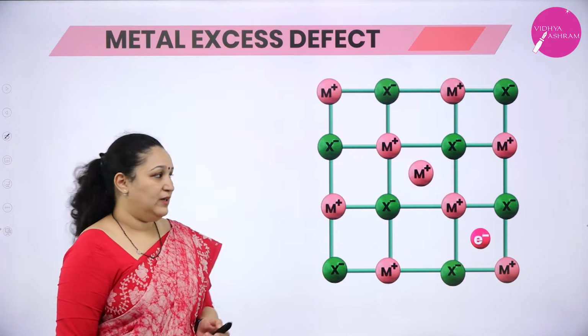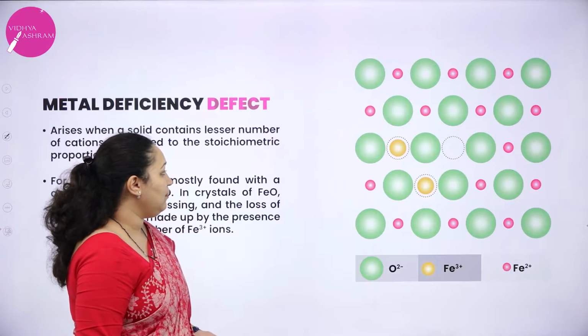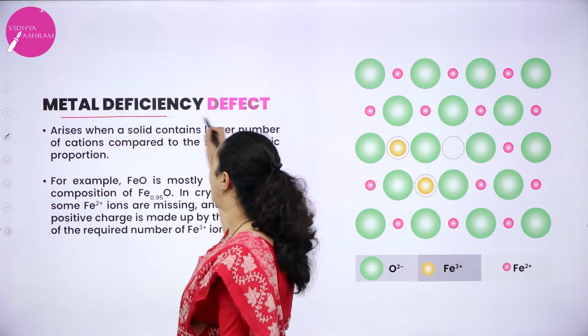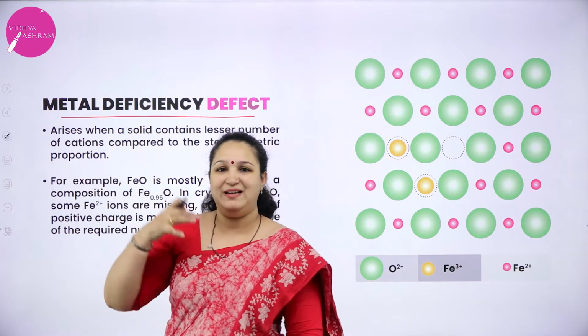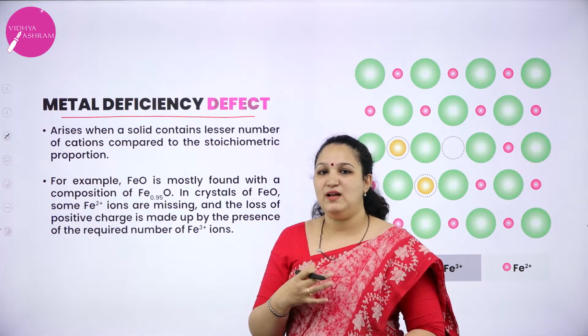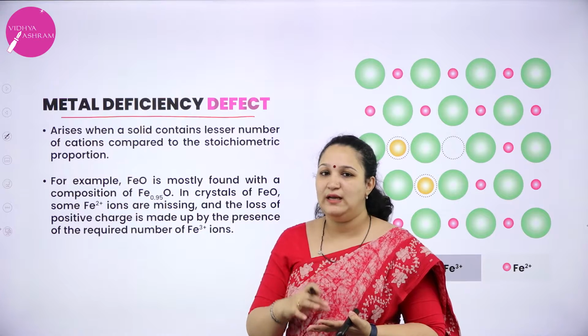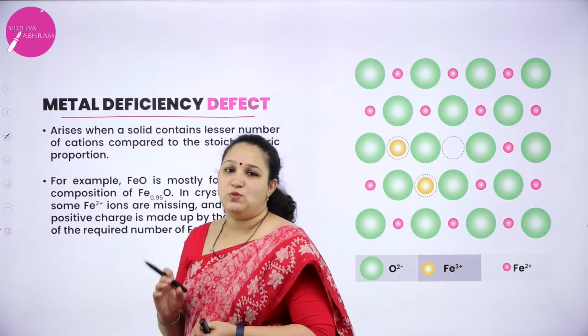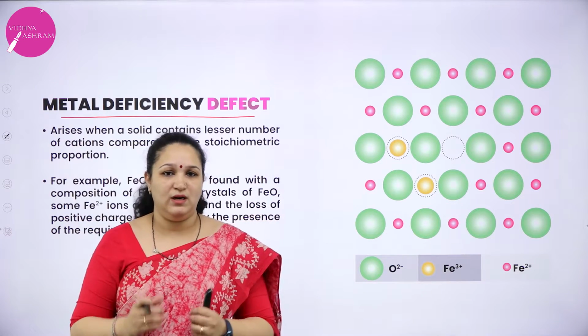One more is left, that is metal deficiency defect. Here what is less? The metal ions are deficient. The metal ions are the ones which form cations. Now, how does this arise? Why do the metal ions become deficient?